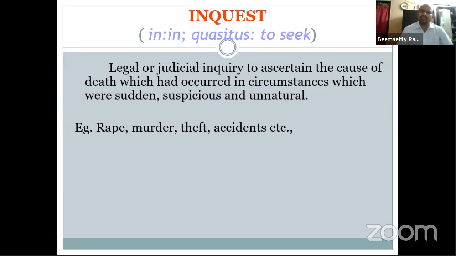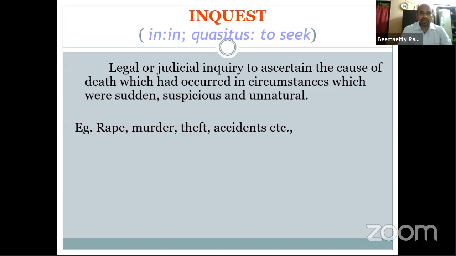Inquest means inquisitus, that is, to seek into. What is inquest? It is a legal or judicial inquiry to ascertain the cause of death. That means they will be inquiring to know the cause of death which had occurred in circumstances. It won't be done in all cases, only those which had occurred in circumstances that were sudden, suspicious, and unnatural. Example: rape, murder, theft, accidents, etc.